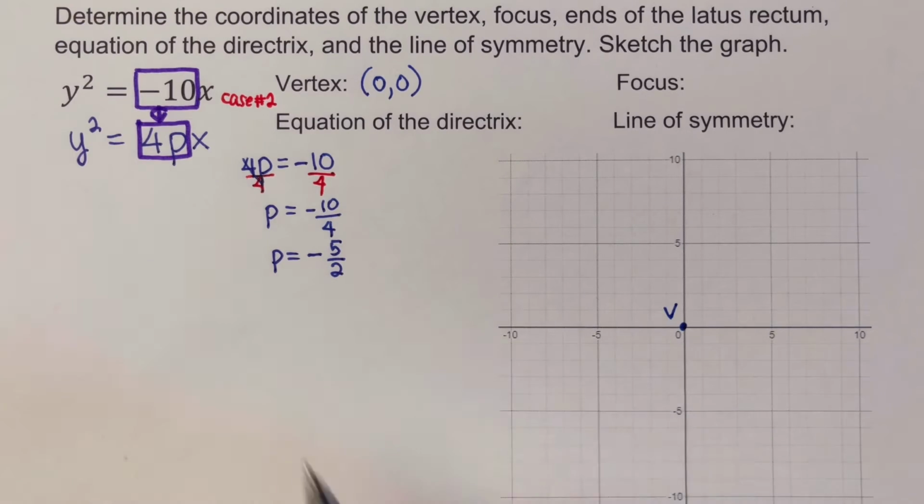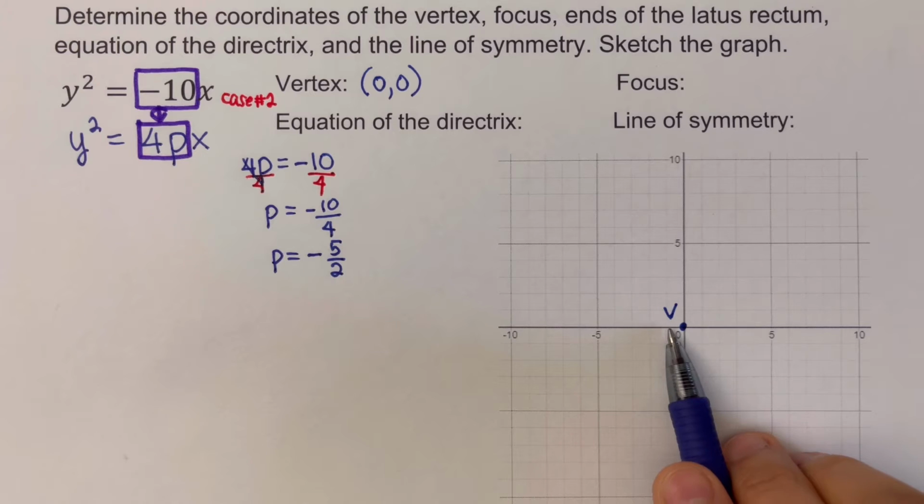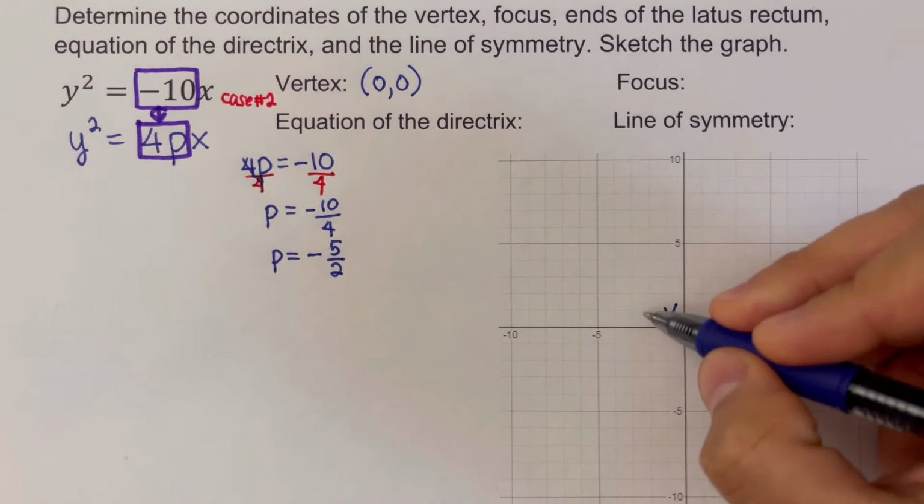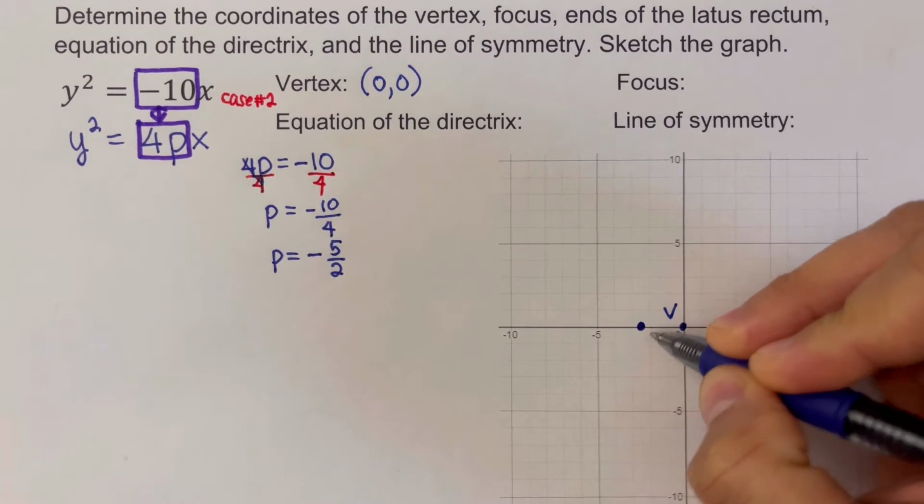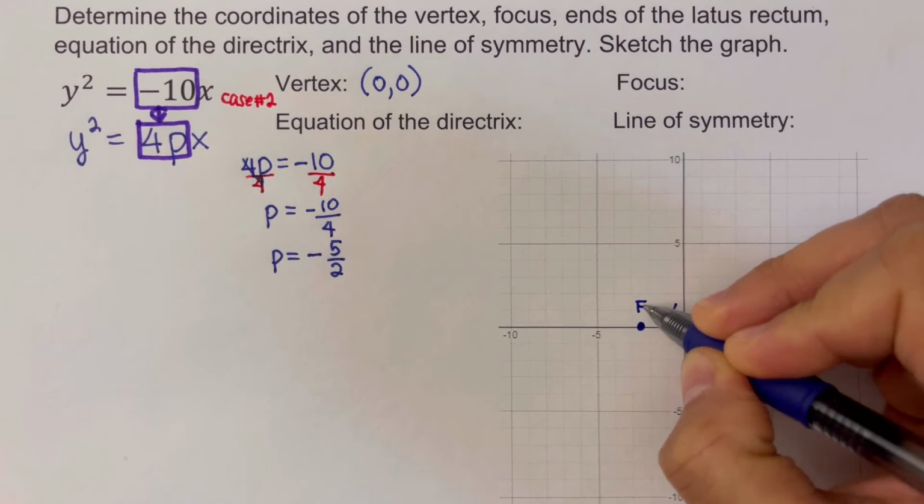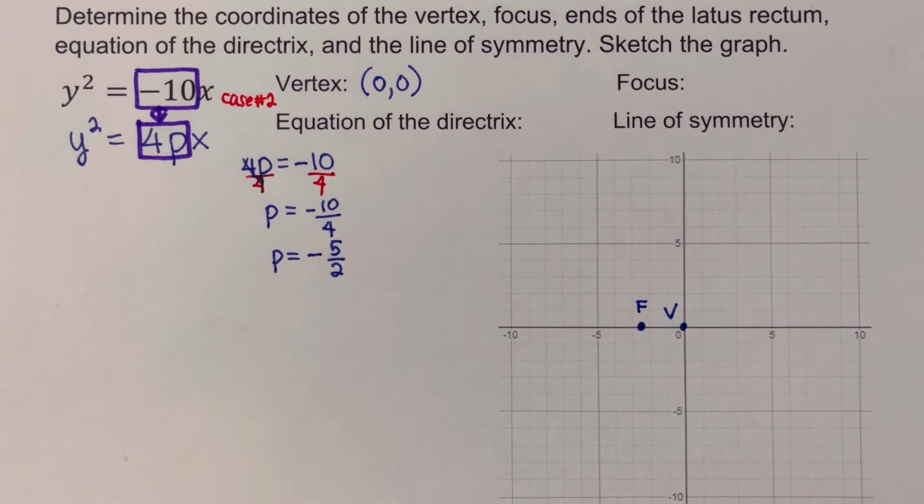So that's going to go to the left. So 5/2 is negative 2.5. So 1, 2, 2.5. So it's going to sit here. So this is our focus. And we remember that across on the other side from the focus, with the vertex in the middle, is our directrix. So I will draw the directrix on this side right here.